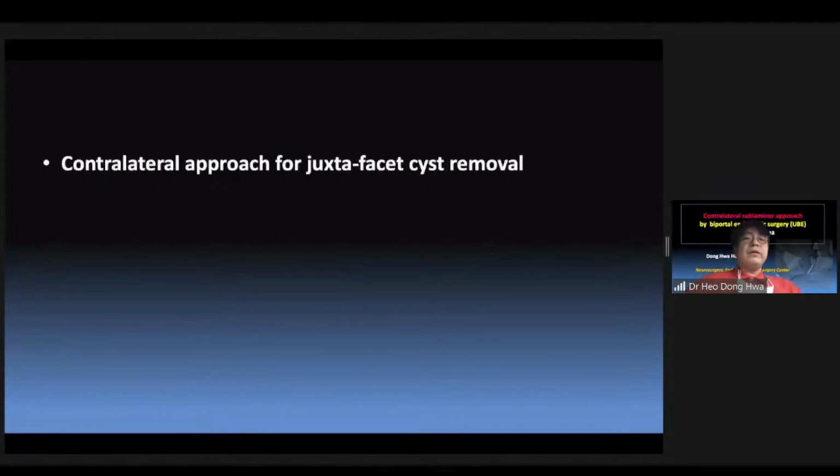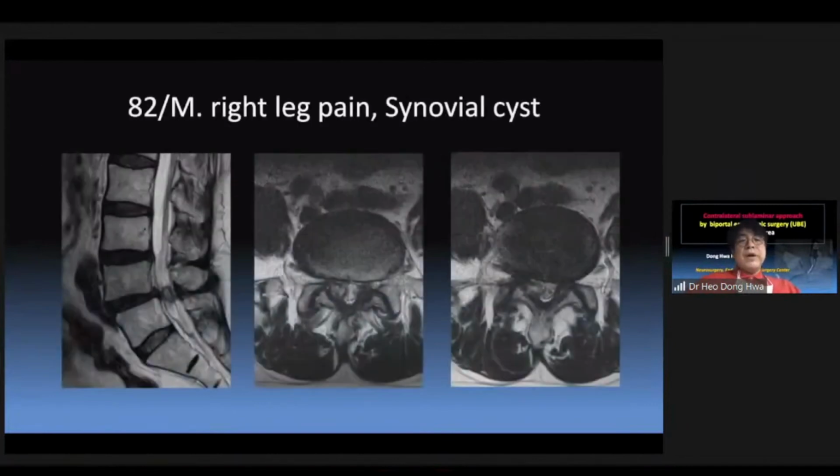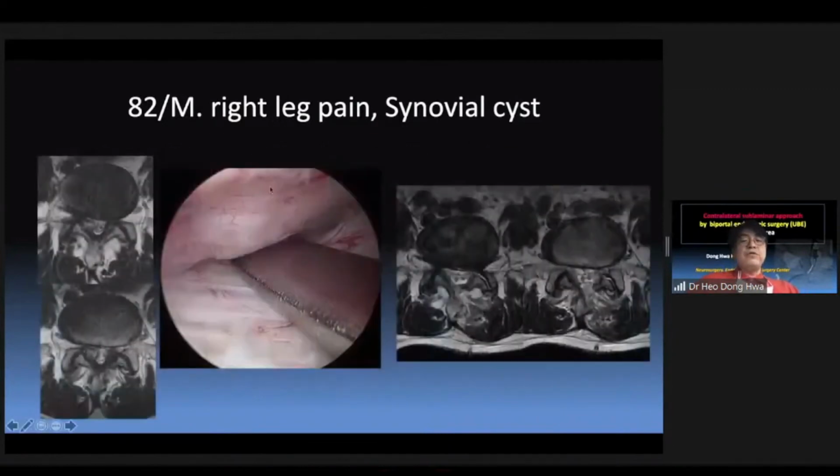The final case is the juxtafacet cyst removal, such as the ligamentum flavum cyst or synovial cyst. This man complained of right leg pain. You can see the foraminal synovial cyst at L5. The contralateral approach is very useful for the removal of the synovial cyst. You can see the synovial cyst and the normal dura.